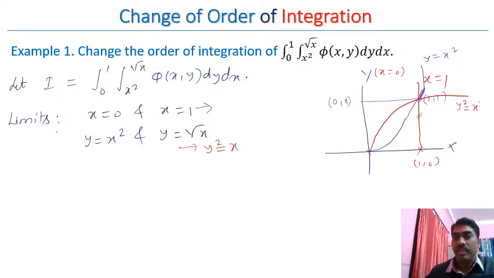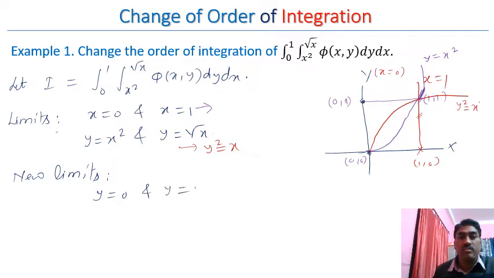Now we have drawn the curves. This is the origin 0, 0. Now put the limits of y. So as per the steps we learned, the new limits. Limits of y: the minimum value of y is 0 here, and the maximum value of y is 1. So y is equal to 0 and y is equal to 1. This is our lower and upper limit.